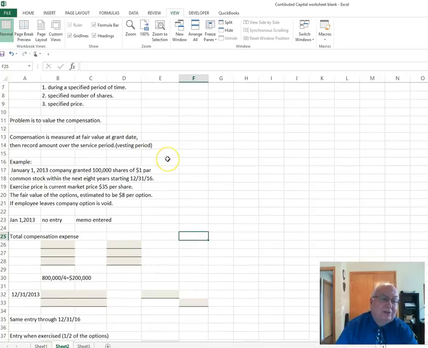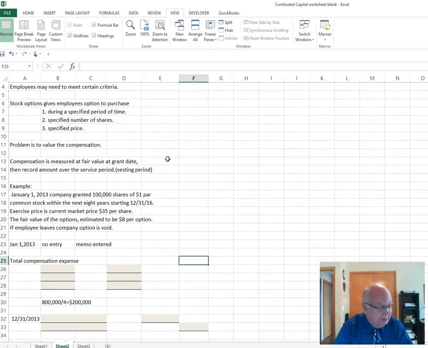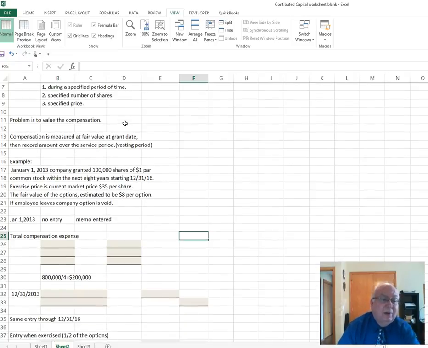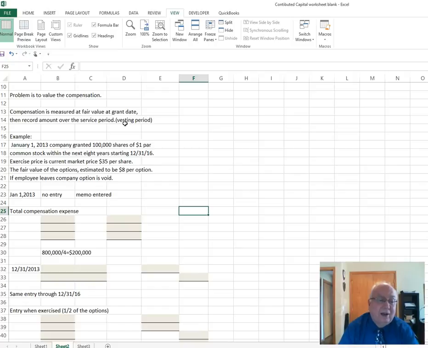What we're doing on this one is stock options, and basically it's employee compensation by giving them stock and how the company records it. So this is information that you can find. Employees have to meet certain criteria. The stock options give employees options to purchase, during a specified period of time, a specific number of shares at a specific price. Problem is we have to come up with some kind of valuation for it.